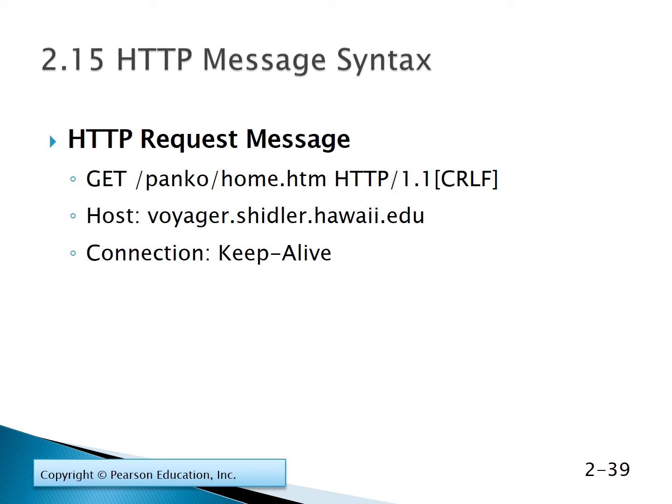It can be 1.0 or 1.1. This one is just a line feed, a new line character. And then this is the host, where you want to get the page from, the web server that you are connecting to. And then the connection type: you can keep the connection alive or not. This is asking TCP how to handle the connection, whether to keep it open or just close it every time.